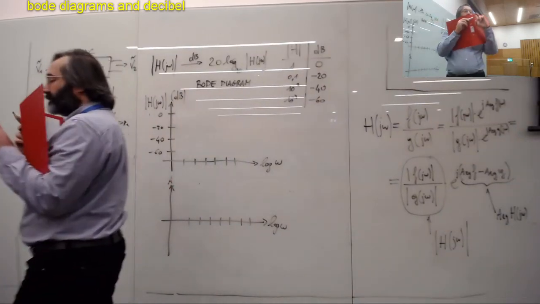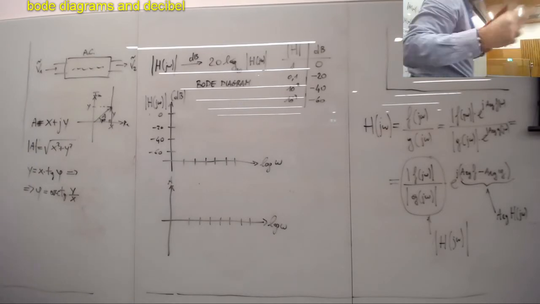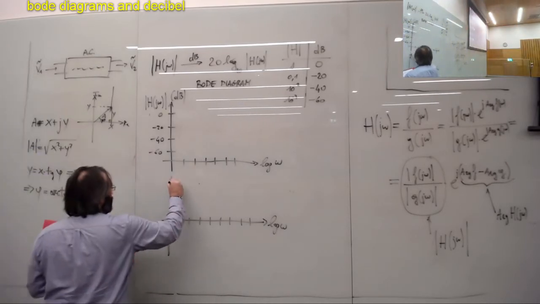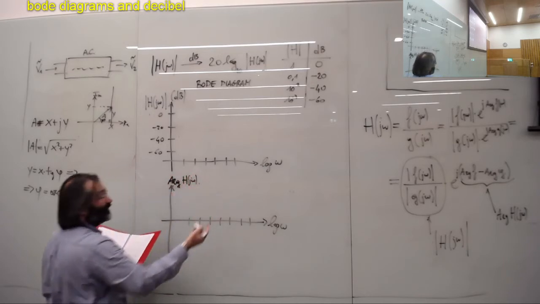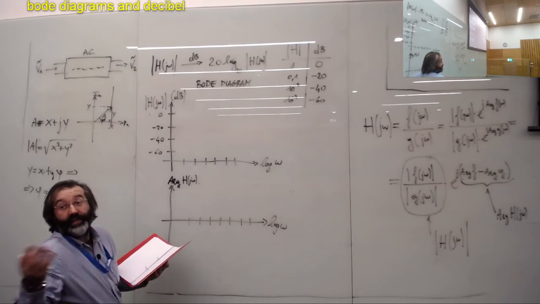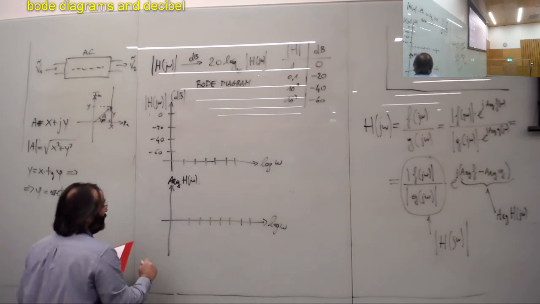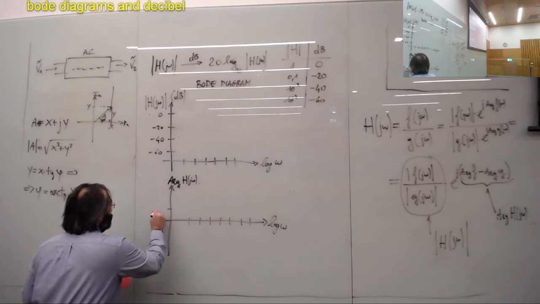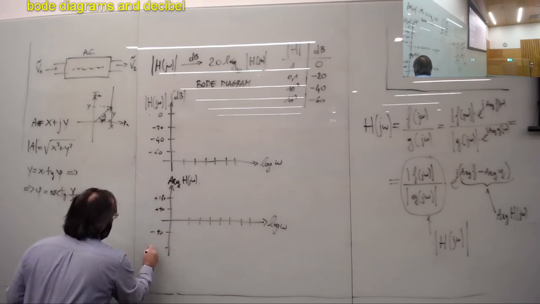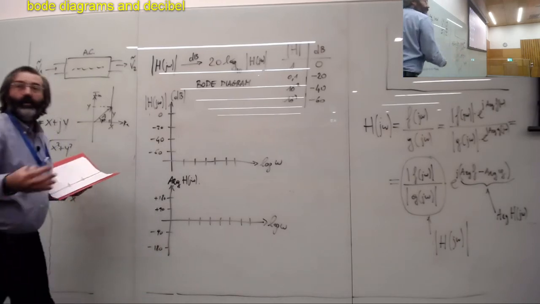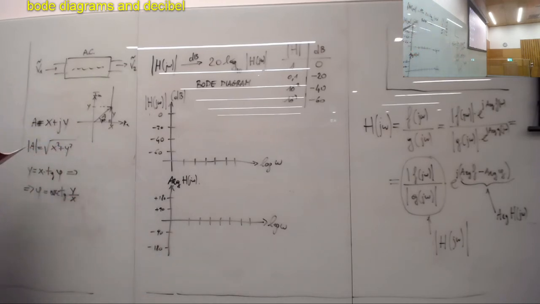Completely destroyed this marker. So this is the argument of H. Remember, this is phase, so it's degrees, if you like, or radians, if you prefer. Either is the same. So we can have here, I don't know, plus 90 degrees, plus 180, and here minus 90 degrees, minus 180. Generally we use from plus 180 to minus 180, obviously this represents a total of 360 degrees swing.